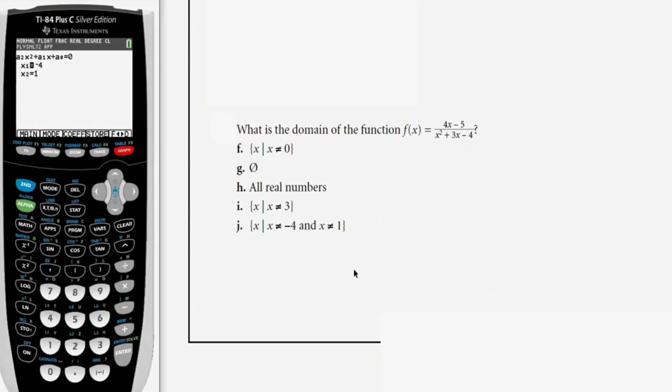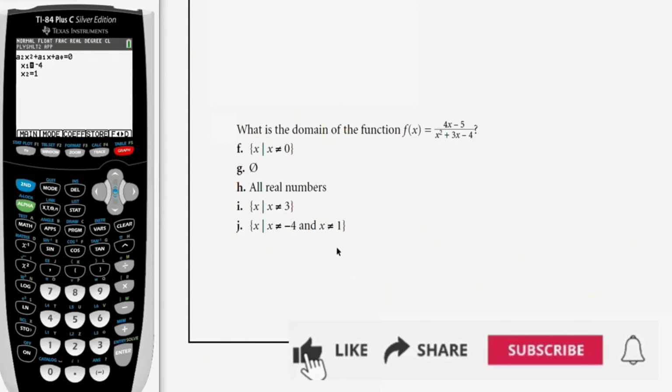This shows us that the correct option to this question is what? Option J. Alright, so if you want to interpret this option we have here in option J, this means that the domain of this function equals all real numbers except -4 and 1. Alright, so this is how you can interpret it. The domain of the function equals all real numbers except -4 and 1. Okay, so this is how you can solve this kind of problem with the TI-84 plus scientific calculator.